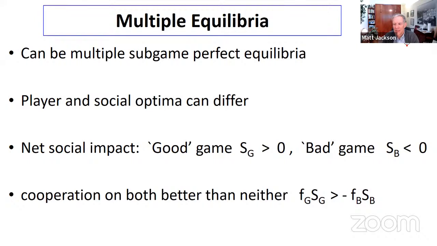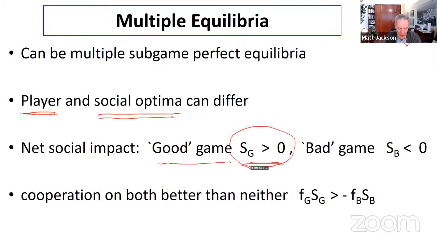So from the player's perspective, given the symmetries in the games we're looking at, we can order these equilibria nicely, and we're going to look at the ones which are optimal from the player's perspective. So what's the one that maximizes the total payoffs from the player's perspective? And what's going to be important is that what's best for those players and what's best for society can differ. So if we think about the good game as having some net social impact which is positive, and the bad game having some net social payoff which is negative, then what we'd like is cooperation in the good game and not in the bad.